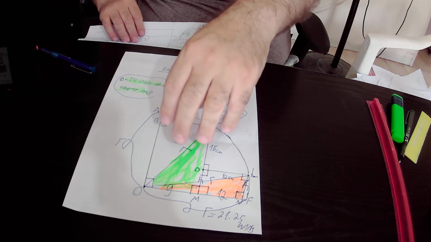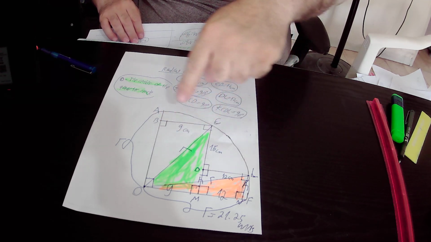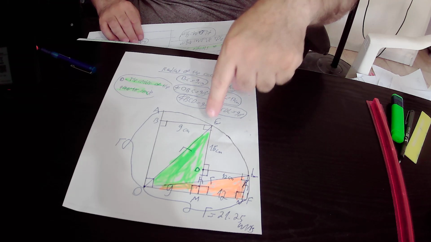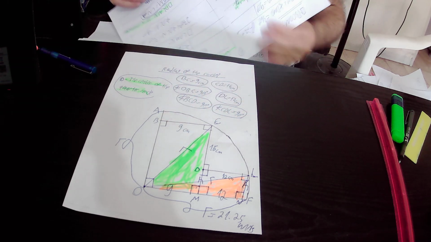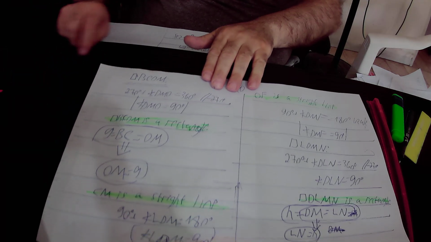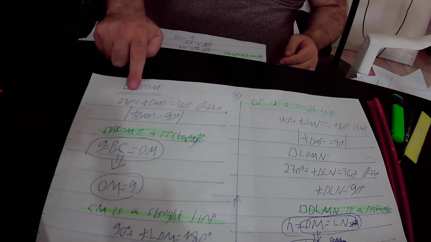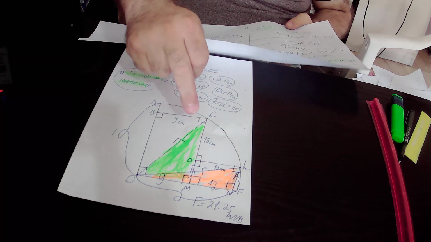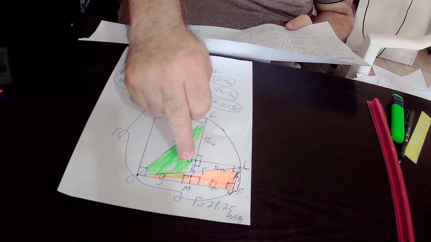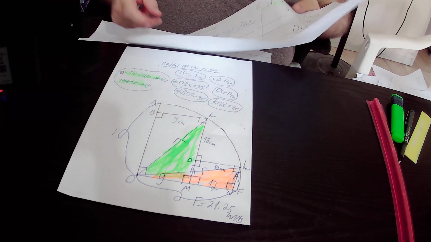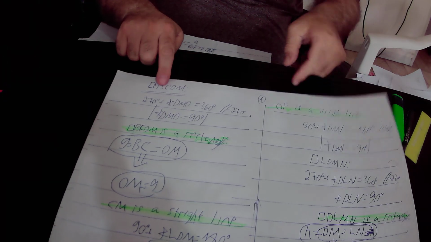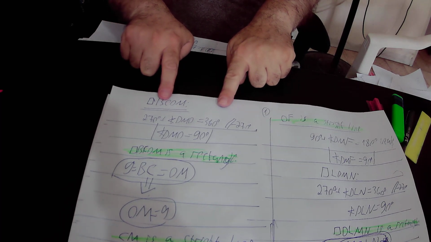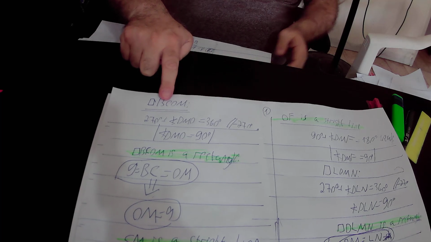Inside this quadrilateral BCOM, we have 1, 2, 3 right angles. The sum of 3 right angles is 90 times 3, which is 270 degrees, plus the size of the fourth angle, that is angle DMO. In total, the sum of those 4 angles must be equal to 360 degrees, according to the rule that the sum of the angles in any quadrilateral is equal to 360 degrees.